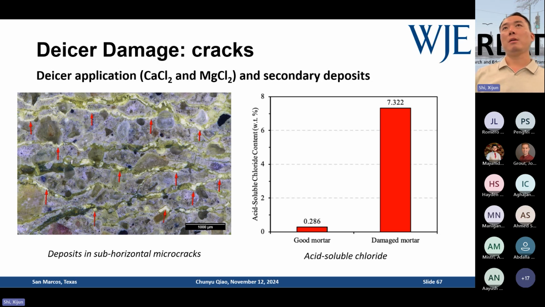And I also measured the chloride. So they have a good sample and a bad sample. The good sample is under a shade. They don't really apply a lot of de-icers there, but the bad ones are under the warning stripe, so they apply a lot of de-icers. Of course, you see a dramatic difference in chloride content on the right.